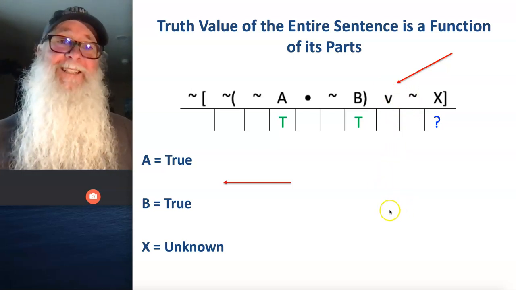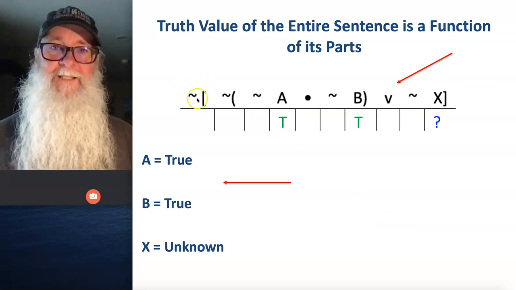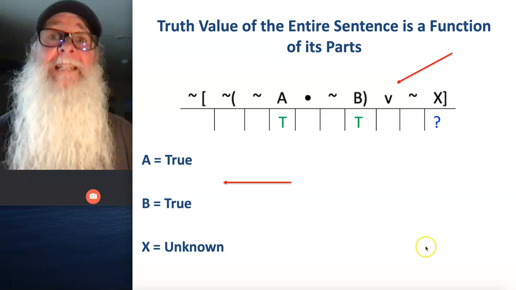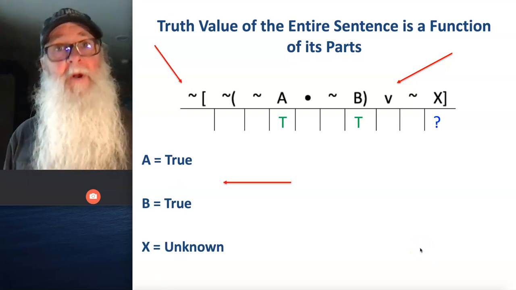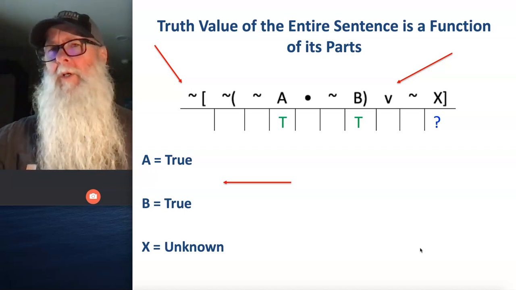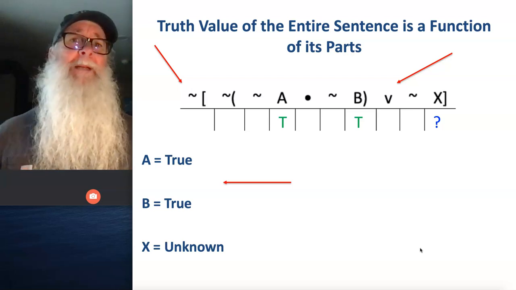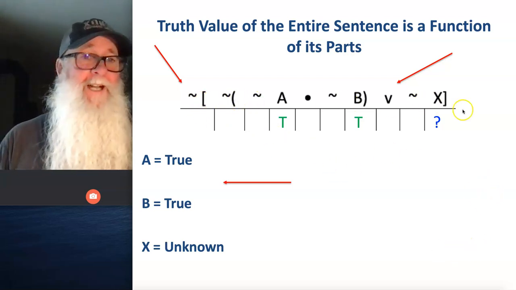So that means that it's not wedge that's the main operator. It's this guy over here. It's this tilde outside of parentheses and brackets. It's the only operator outside of parentheses and brackets. And so we know that is our main operator. That's the operator we're ultimately seeking the truth value for, because its truth value is going to indicate the truth value for this entire statement.